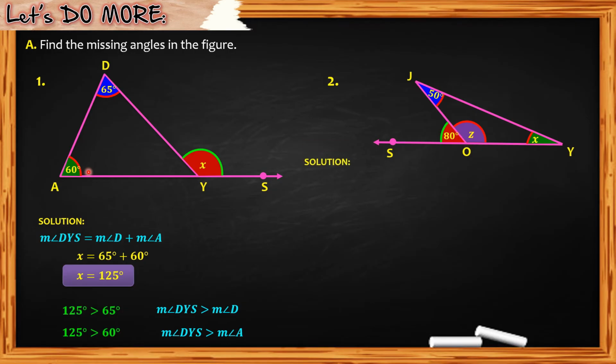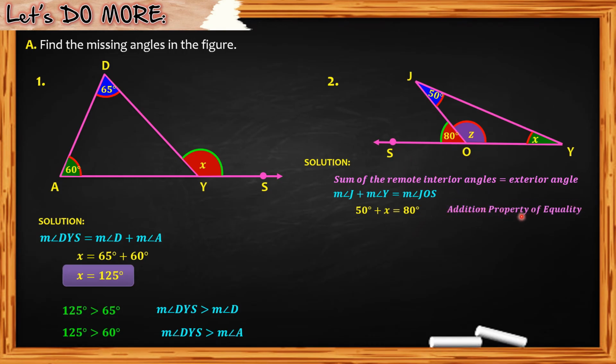Now, in number 2 figure, we can say that the sum of the remote interior angles is equal to the exterior angle. Therefore, the measure of angle J plus the measure of angle Y is equal to the measure of angle JOS, which is the exterior angle. Using substitution, the measure of angle J is 50 degrees, the measure of angle Y is x, for the unknown, equals the measure of angle JOS, which is 80 degrees.